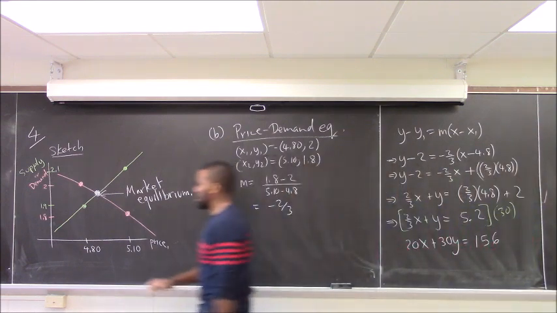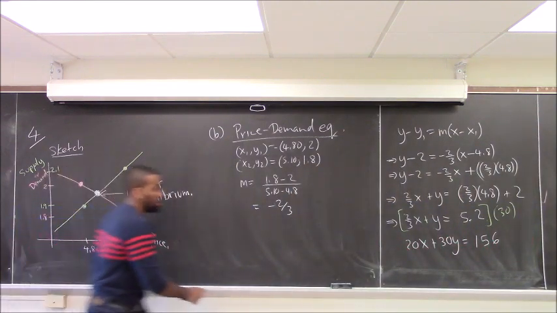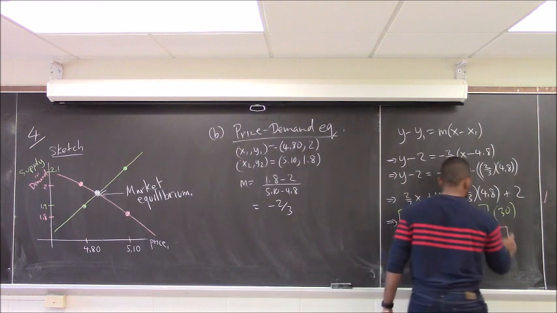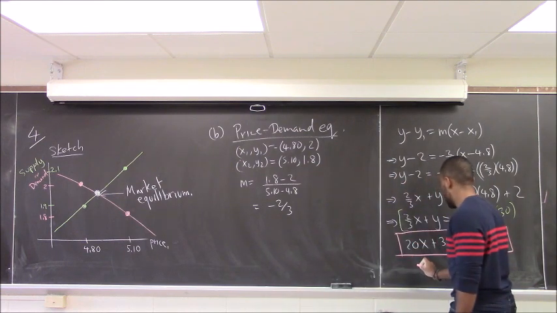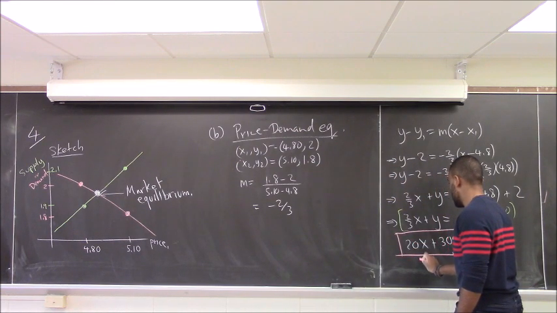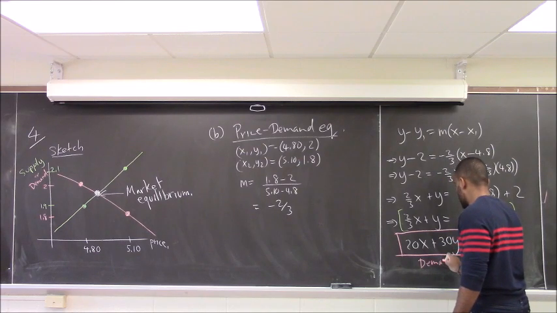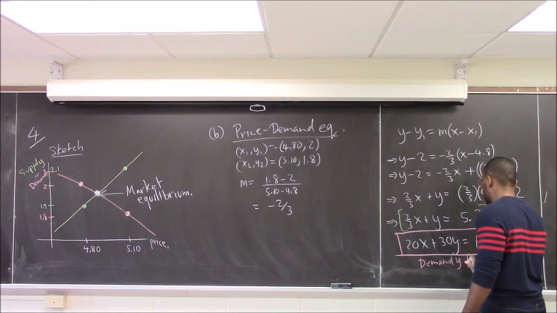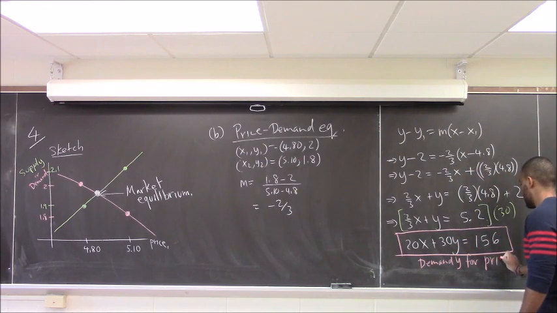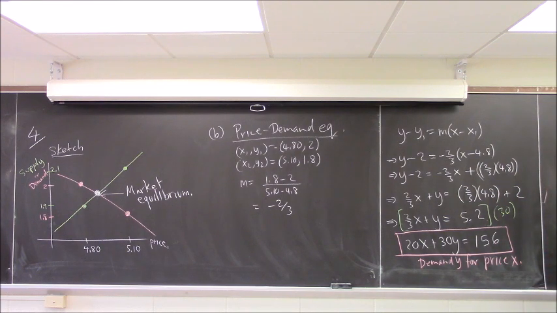And so that's the demand equation. So this is the demand y for price x. As long as you might have done the coordinates the opposite way, just make sure you know which variable is measuring what.